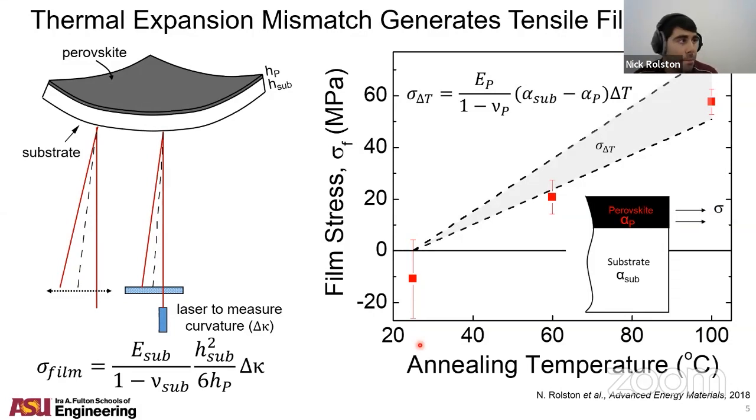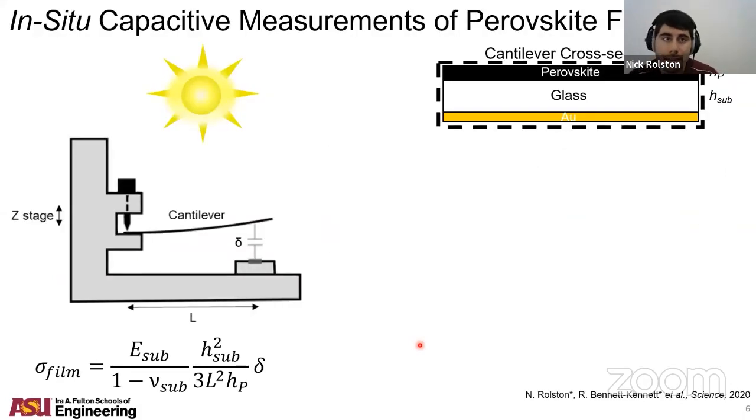And we noticed that our model was quite accurate in capturing the stresses that develop in these perovskite films. Now, more recently, we've actually been able to measure stresses in situ, and this is an exciting technique that uses the same exact mechanical principles, except instead of looking at a change in curvature, we look at a deflection of a cantilever that will bend upwards or downwards. And this doesn't rely on a laser, it just relies on a capacitive measurement. So it's very portable, and it can be done while exposing perovskites to different thermal or environmental stresses.